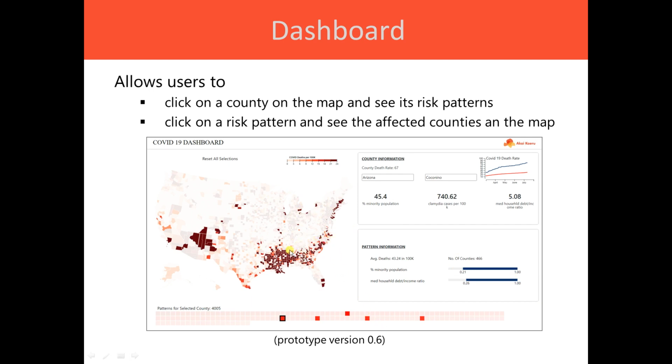And then what people can do is click on one of the counties and see here the patterns it participates in, and also see what the patterns actually are. They can also click on a pattern and see what other counties have the same pattern, right? So they can see their own county and other counties that are very similar to their own county, right? So you can learn a little bit about the United States.